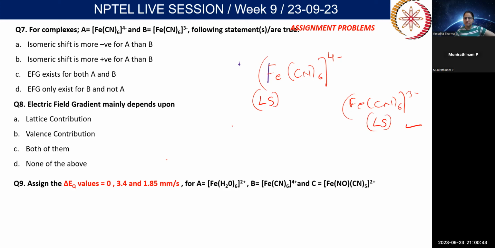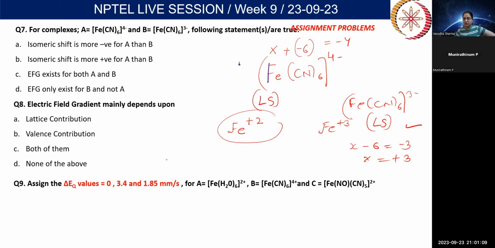Now see the oxidation state. How do we calculate the oxidation state? Consider the oxidation state of metal as X. CN will give you minus charge. It is -6, and outside it is -4. Therefore, X becomes +2. Here also, -6 and outside -3, X equals +3. Therefore, iron is in +3.